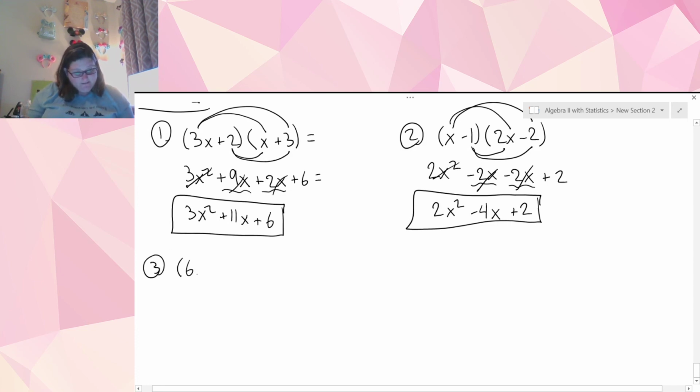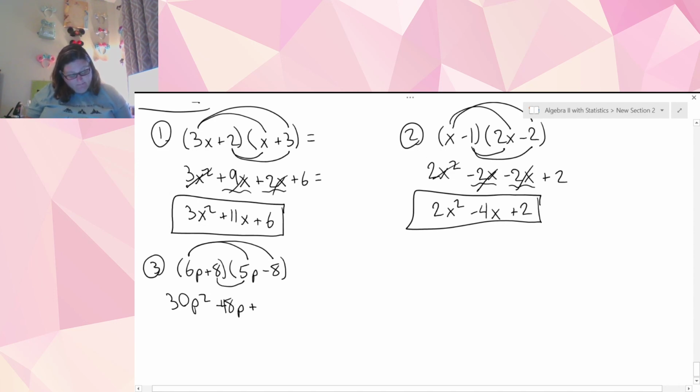And last problem, we have 6p plus 8 times 5p minus 8. So again, we FOIL. 6p times 5p is 30p to the second. 6p times negative 8 is negative 48p. 8 times 5p is plus 40p. And then 8 times negative 8 is negative 64. So we're going to combine our like terms. So I have 30p to the second. Negative 48 plus 40 is negative 8p. And then we keep minus 64.